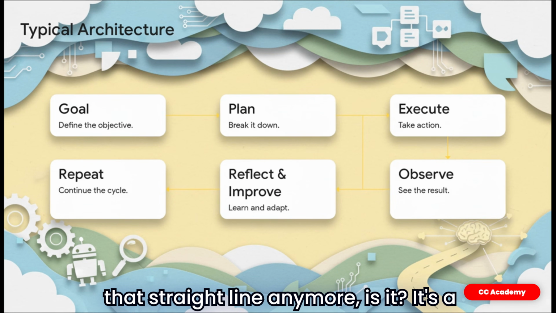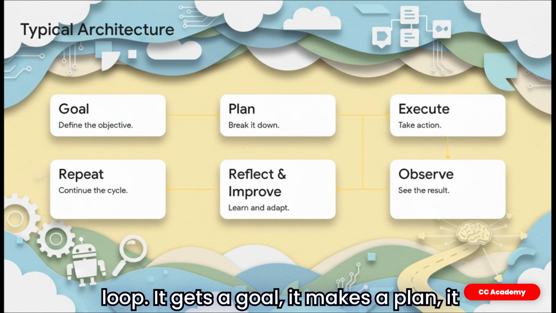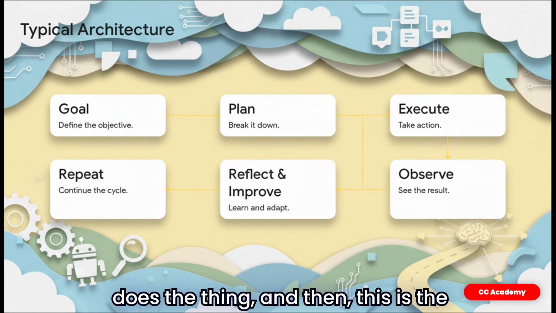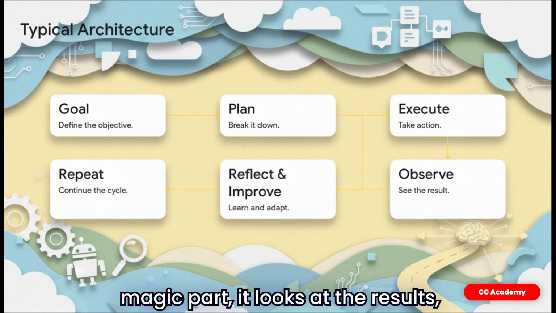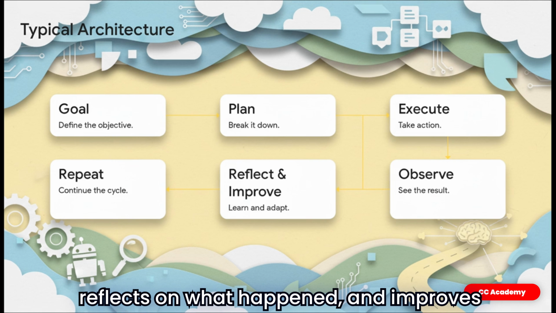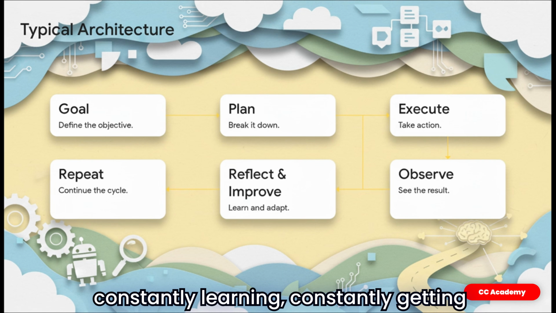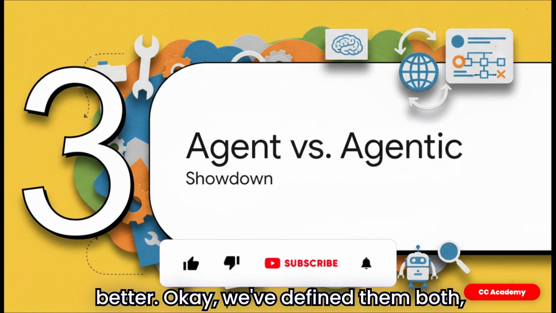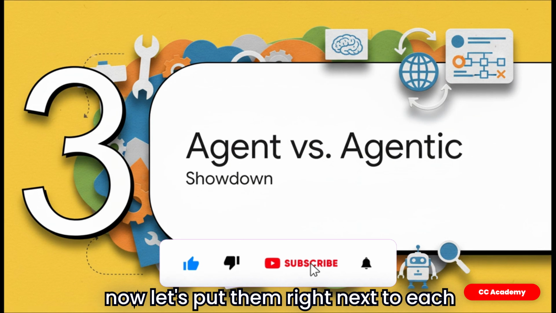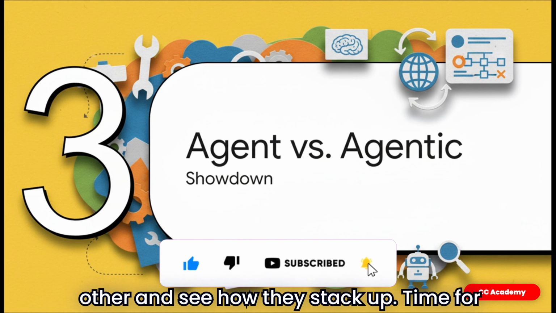It's not that straight line anymore, is it? It's a loop. It gets a goal, it makes a plan, it does the thing, and then, this is the magic part, it looks at the results, reflects on what happened, and improves its plan for the next try. It's constantly learning, constantly getting better. Okay, we've defined them both. Now let's put them right next to each other and see how they stack up.